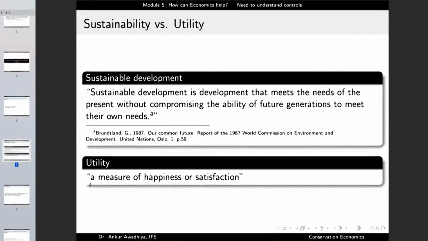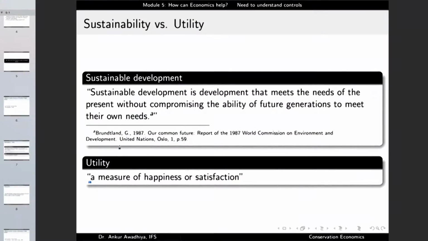Whereas in the case of utility, utility is a measure of happiness or satisfaction. And this measure of happiness or satisfaction is used for the current status, for the current population. We do not calculate utility for the next generation, we calculate the utility for us. Now, in the case of economics, we are more concentrated with the current generation. So we concentrate on utility. In the case of the ecological thought process, we look at sustainable development.